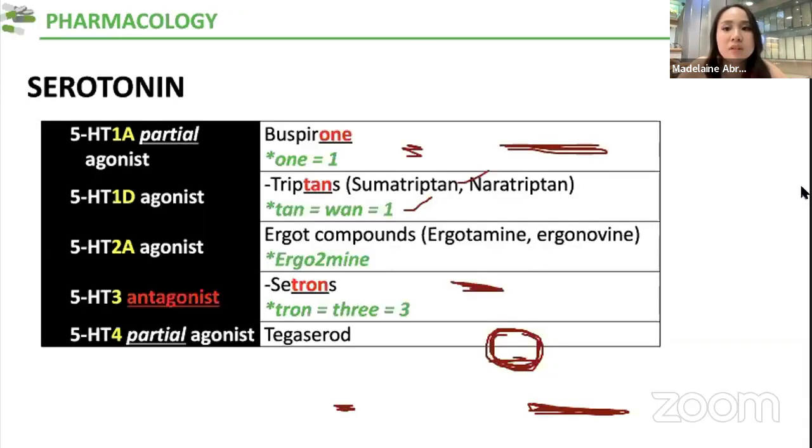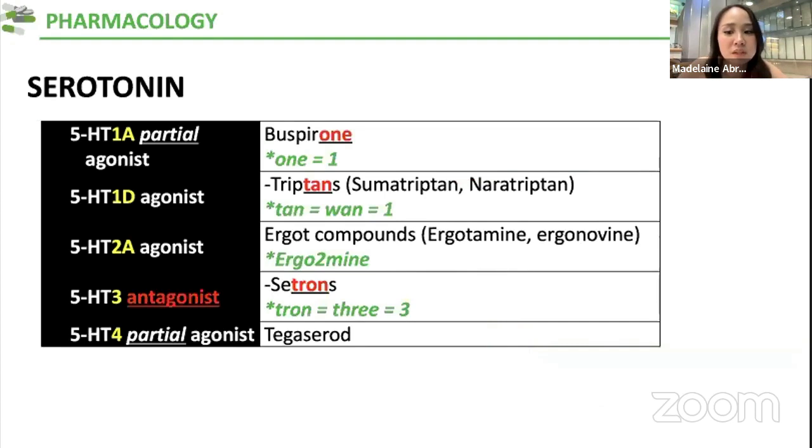So let's move to the drugs acting on smooth muscles. Gusto ko lang emphasize here. Your buspirone, so mnemonic tayo. Buspirone, parang 1. So 1A, buspirone, partial agonist. Ito, triptan, palatandaan ko dito yung One Direction, so 1D, nag-trip tapos nagka-migraine sa trip. So, One Direction, nagka-migraine sa trip.